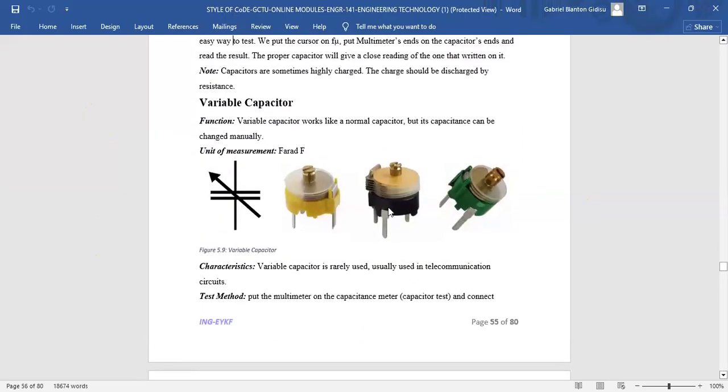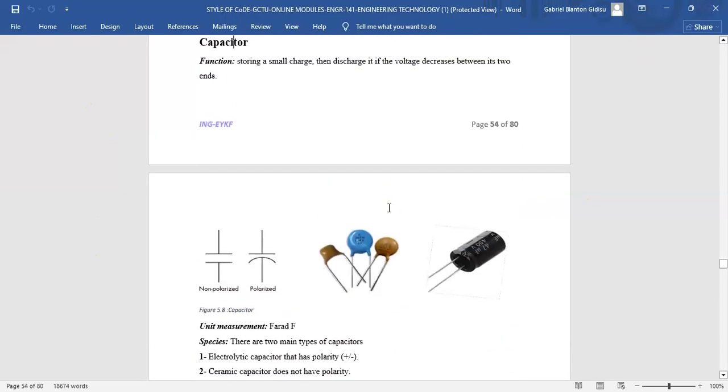We have schematic diagrams and symbols. When you see this symbol, they are all capacitors. This is a symbol for a non-polarized capacitor, or a fixed capacitor. This one is a capacitor with polarity, which has negative and positive. Normally, non-polarized capacitors are usually ceramic or mica-based capacitors. Then the electrolytic capacitors are the polarized capacitors.